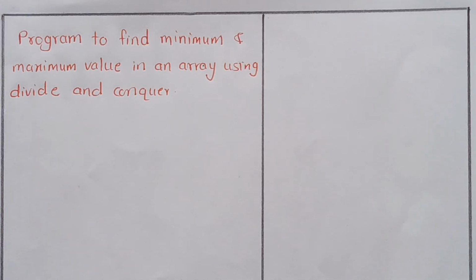Hello student, today we will see a program to find the minimum and maximum value in an array using the divide and conquer method. So first we will see what we mean by divide and conquer. Divide and conquer means a long or big program we are dividing into small subprograms, and those subprograms we are solving using a recursive loop.